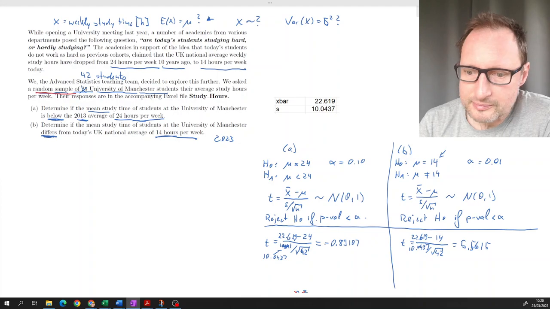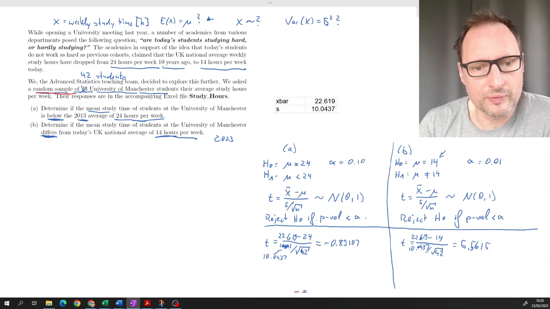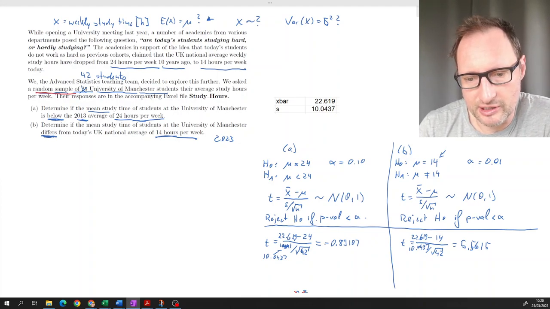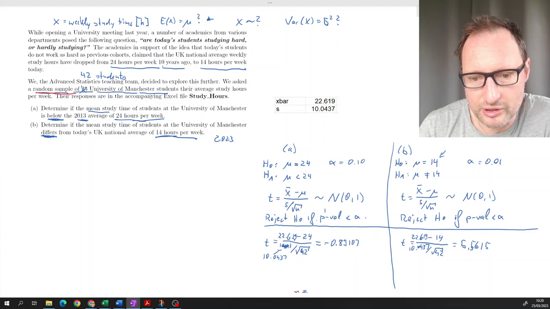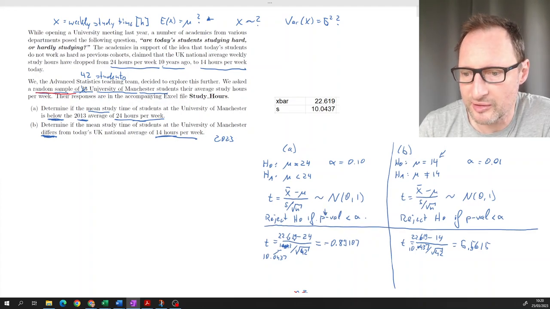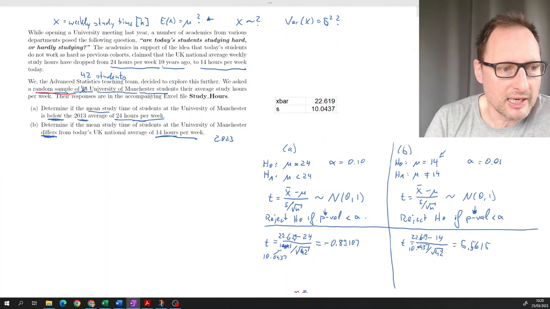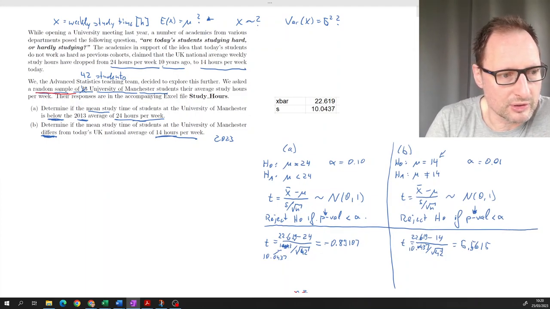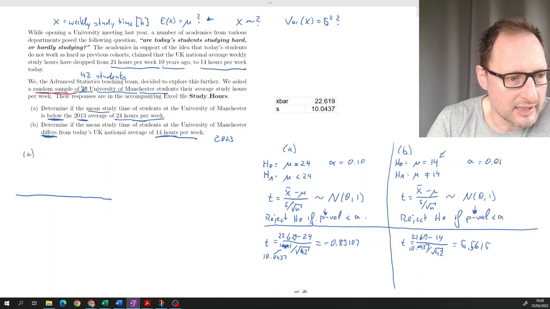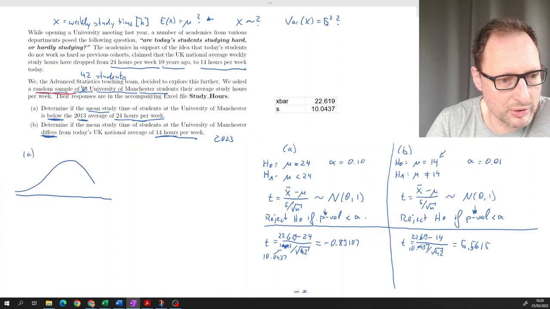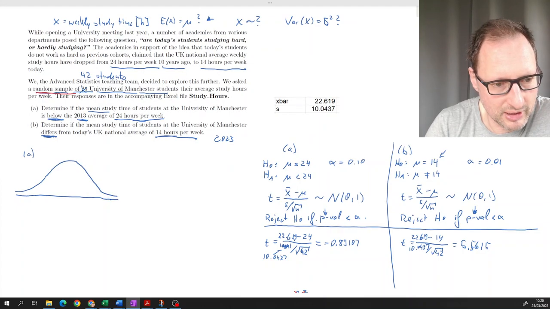5.5615. So now we need to decide whether we want to reject or not reject the test statistic. We need to look at the p-value, because we need to see whether that is smaller than alpha or not to make this decision. Let's do a sketch. So here we'll start with a sketch for A. Our test statistic is a standard normally distributed test statistic. We called it T, but it was anyway standard normally distributed.